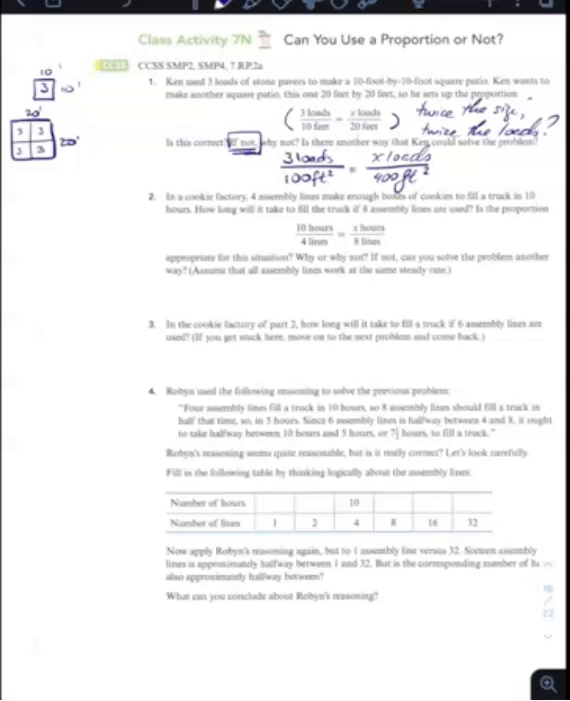All right, let's take another look. In a cookie factory, 4 assembly lines make enough boxes of cookies to fill a truck in 10 hours. 4 lines times 10 hours per line is the full assembly truck. So it's actually 40 hours of total work. How long will it take to fill the truck with 8 assembly lines are used?